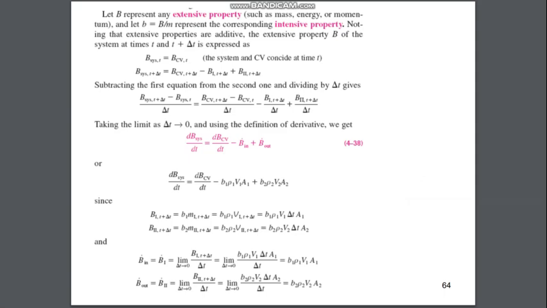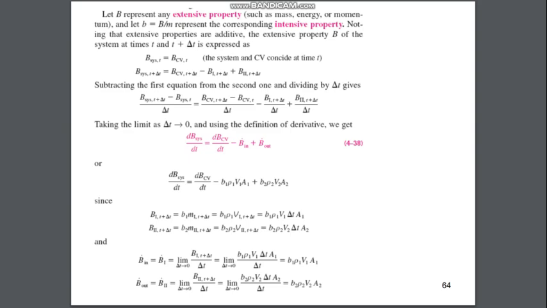Okay, now we'll go for 4.42. dB system over dt equals the integral over the control volume of d over dt PB dV plus the integral over the control surface of PBV dot n dA. This equation is also valid for the most general case of a moving or deforming control volume, provided the velocity of the volume V is the absolute velocity.